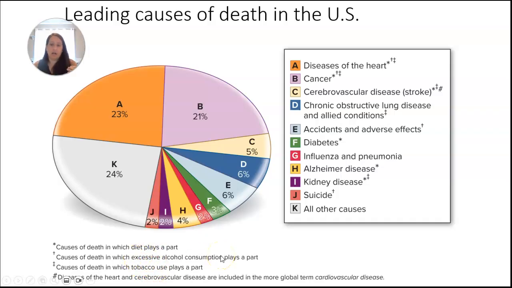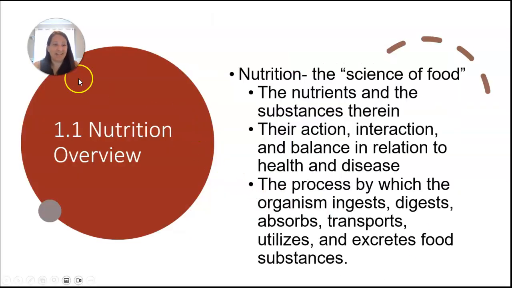Okay, so again, A, which are diseases of the heart, all three of those are going to play a role here. Cancer, which is B. C is cardiovascular diseases, including things like stroke. So again, diet plays a significant role. F is diabetes. H is Alzheimer's disease. I is kidney disease. And so again, in all of those, diet plays a role. So you can see that nutrition is a very important subject.